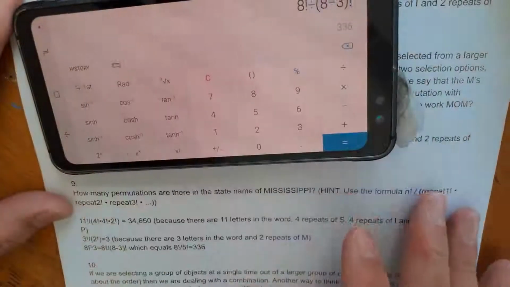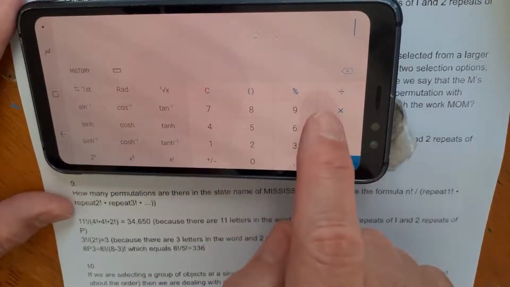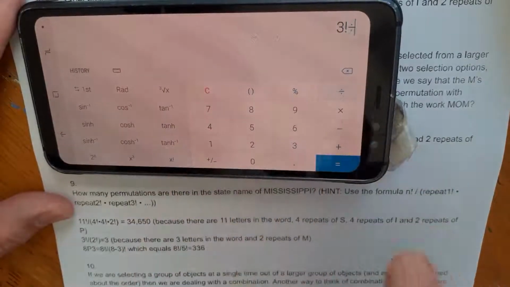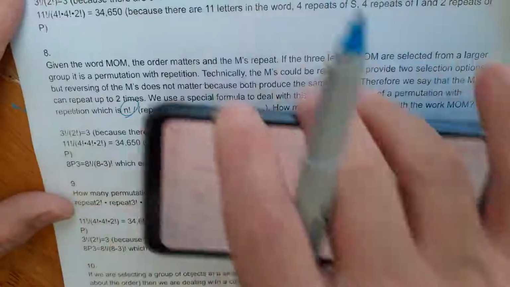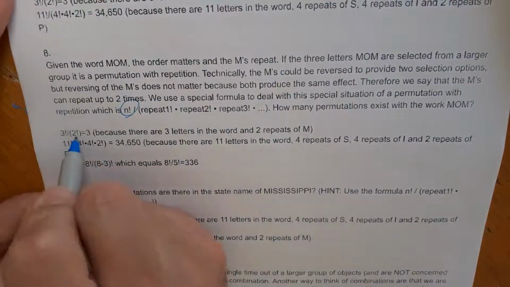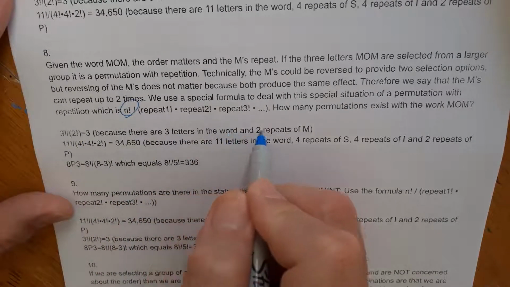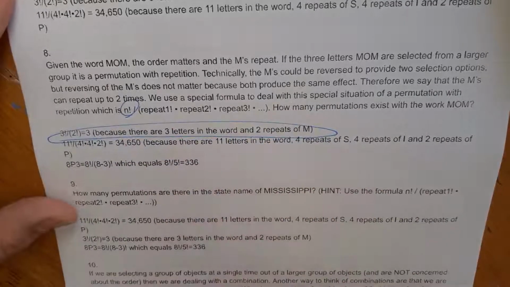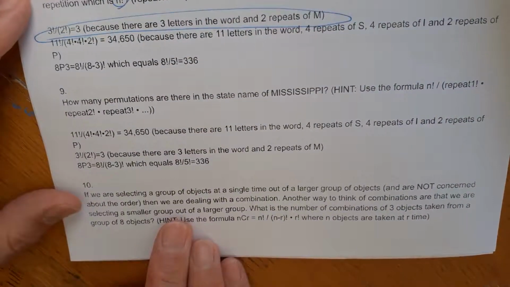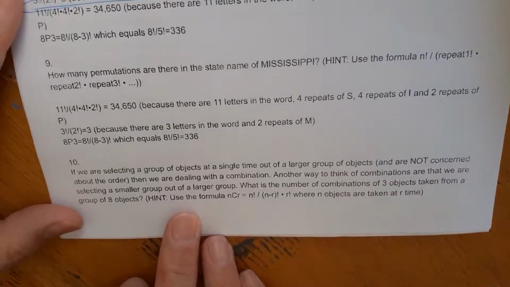How does this work on our calculator? 3 factorial divided by 2 factorial. 3 is the answer. And here it is here. 3 factorial divided by 2 factorial is 3, because there are 3 letters in the word mom and 2 repeats of the letter M. The answers aren't hard to get right here. That's not what they're testing us on. They're trying to give us a clue of how to do these and figure through some problems to warm us up a little bit. Right?